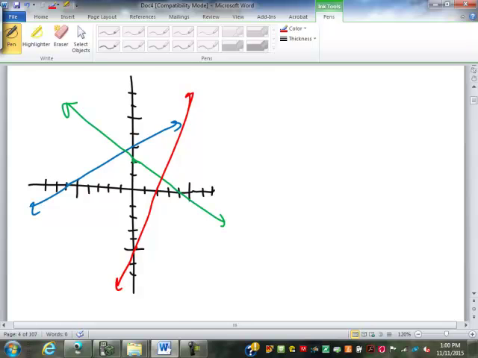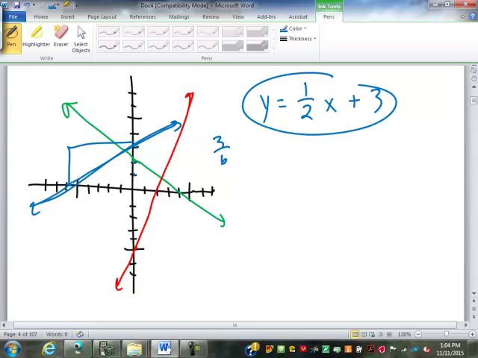So in your notes, give me the equations for the blue one. What's the plus or minus? Plus 3. The slope is 1, 2, 3, 6. It rises 3 and runs 6, so 3 over 6, or 1/2. Because it's going up. It's up 3 over 6. As you go left to right, that one's going up, so that's positive.